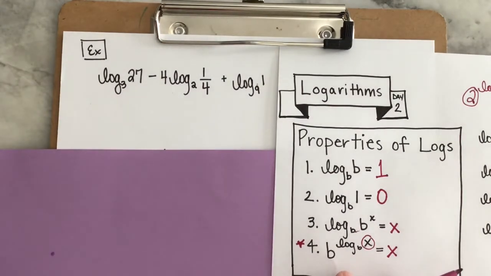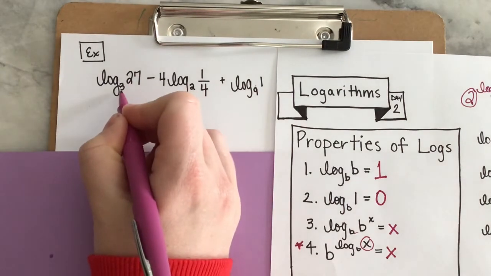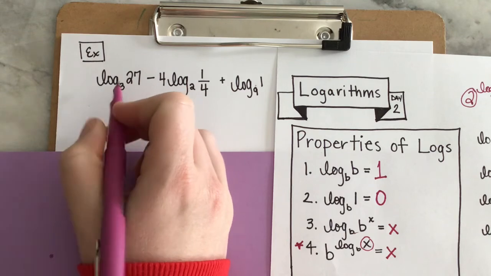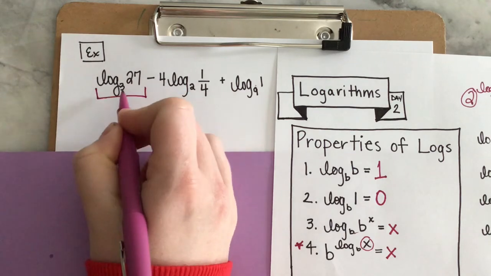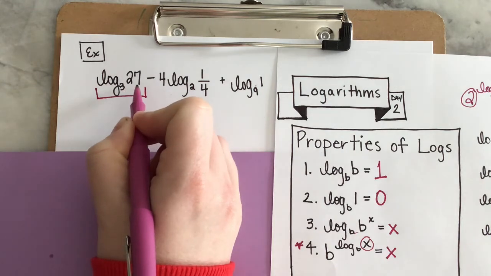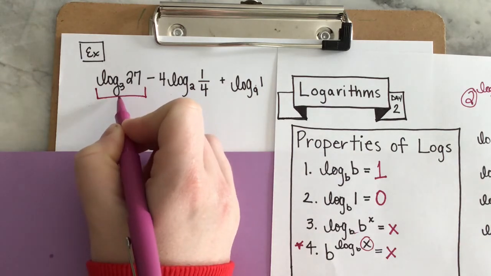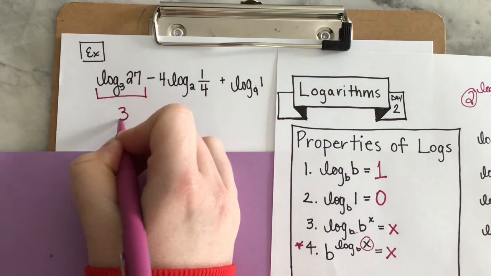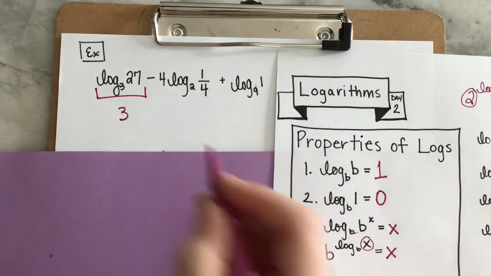So, right now, I have my 3 here and then my 27. Well, this means 3 to what power is 27? 3 to what power is 27? So the answer is 3. So that whole thing equals 3.